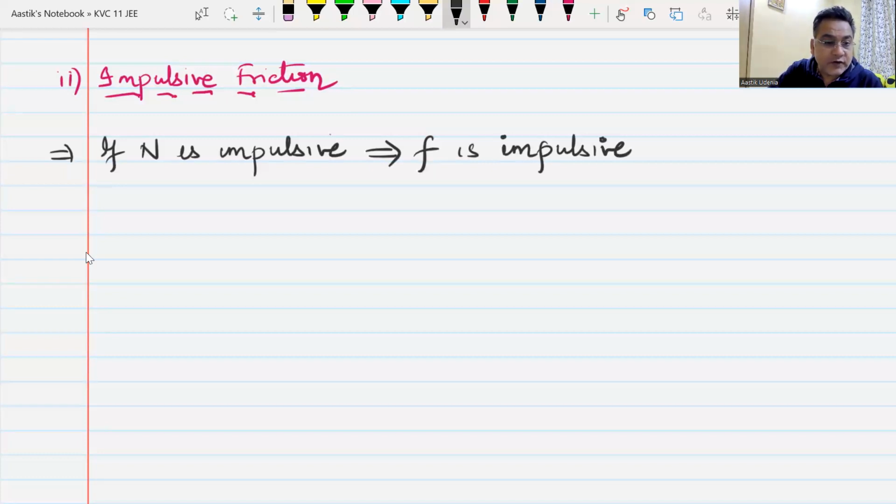It is very clear that if normal reaction is impulsive, friction is impulsive. If normal reaction is non-impulsive, friction would be non-impulsive. Do we understand this? Yes or no?